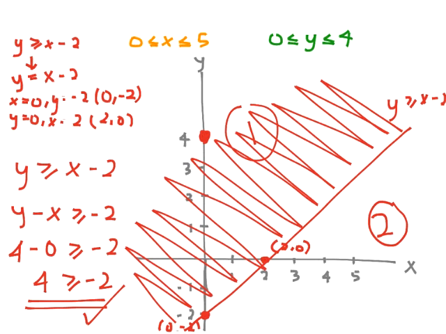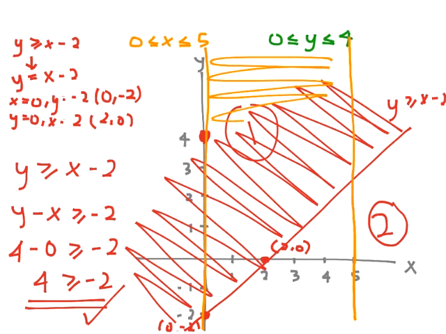Alright, now we're done with the first inequality, so we go with the second inequality, which is 0 less than or equal to x less than or equal to 5. So for the x value, 0 for x is on the y-axis here, whereas x equals 5 is here, which gives us a straight line at x equals 5. So the x area that fulfills 0 until 5 will be this shaded area.